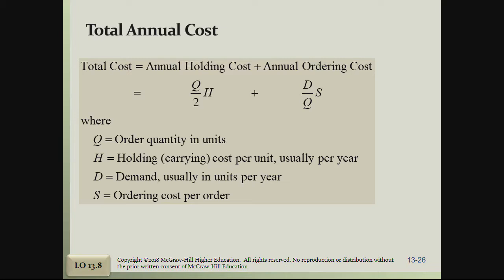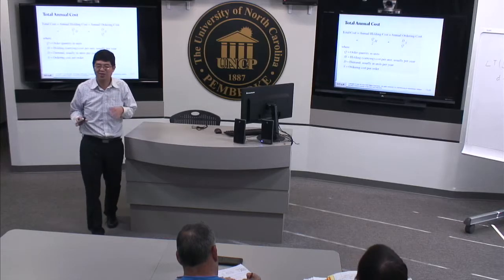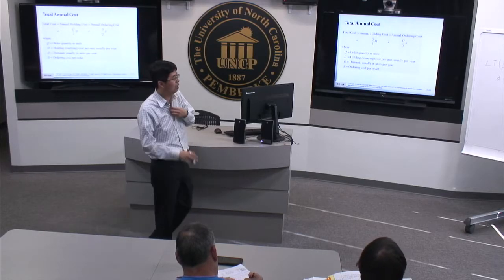Then it's very straightforward. S is every time you place an order, what is the cost? So that's the annual ordering cost you have, right? The number of orders times the per-order cost. That is very good. Then we know that is a good estimation for the total cost. Everybody still follow that? Okay, good.